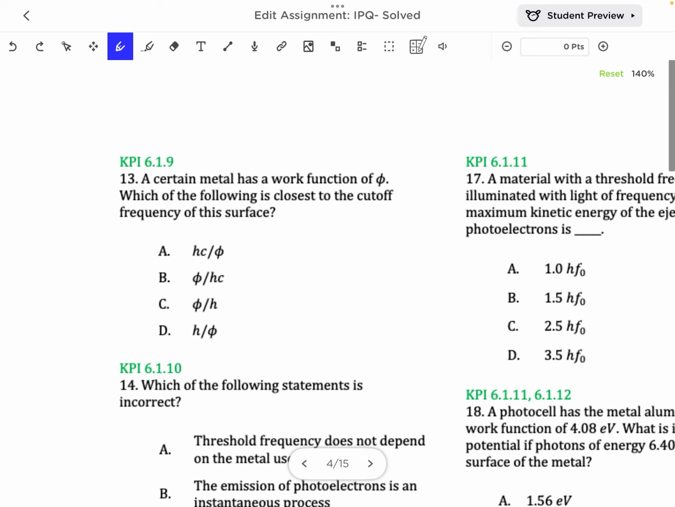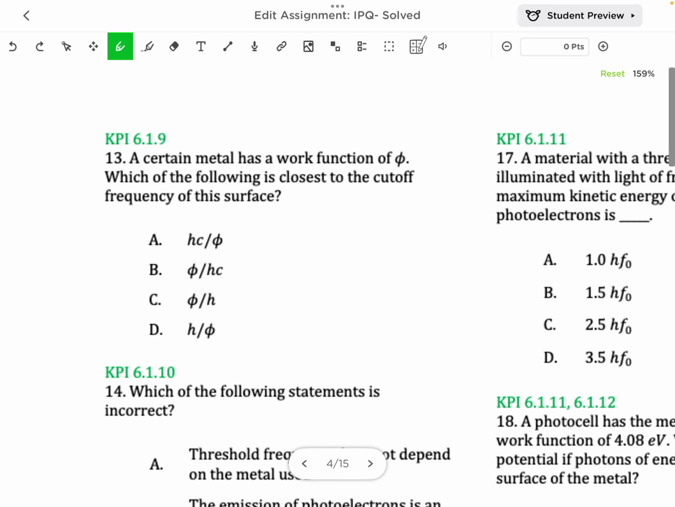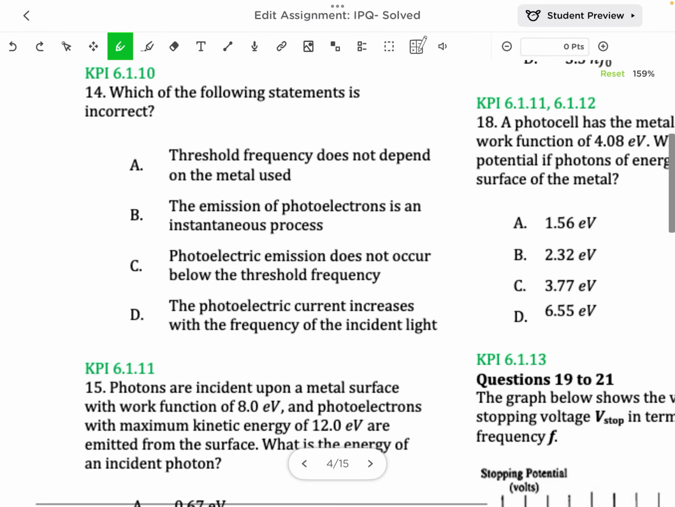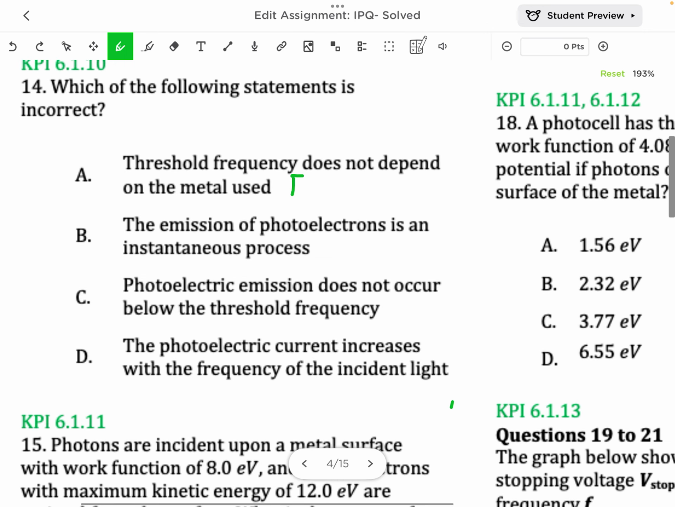For a certain metal work function, I need the relationship with the cutoff frequency. The work function is hf0, so f0 is the work function divided by h. Which of the following statements is incorrect? The threshold frequency does not depend on the metal. Yes, that's incorrect, each one has its own f0.